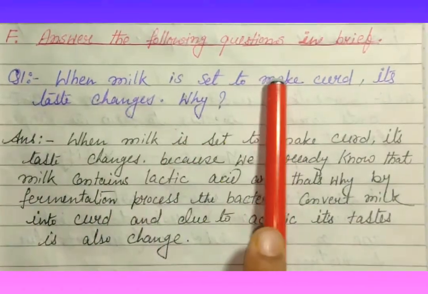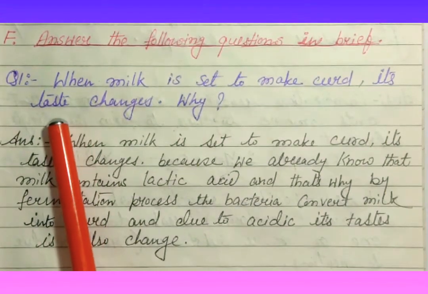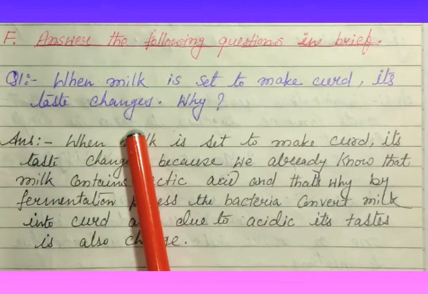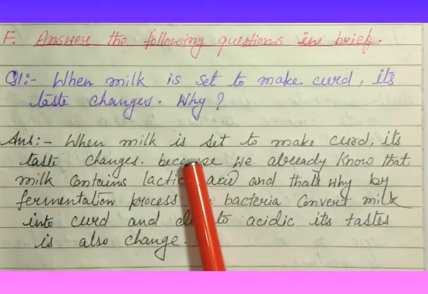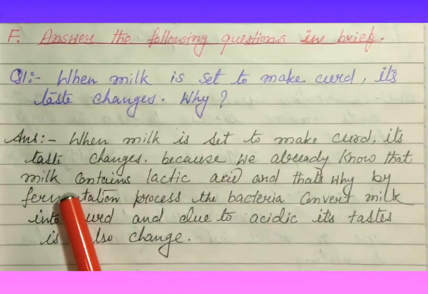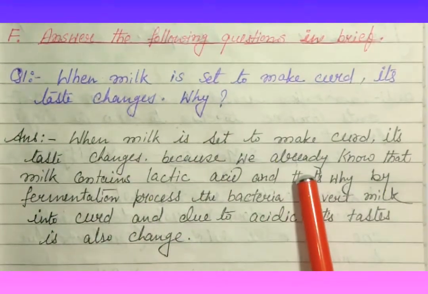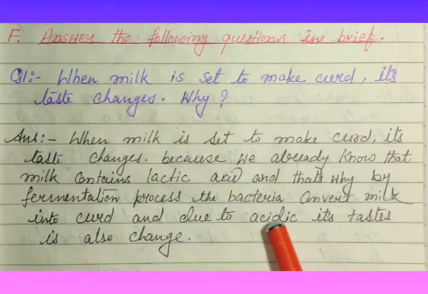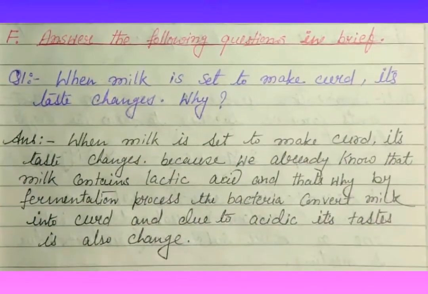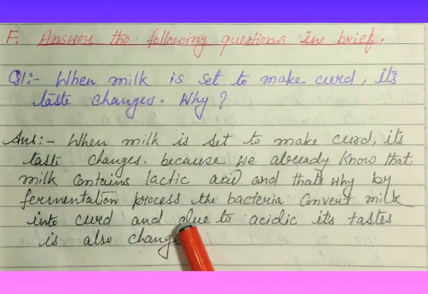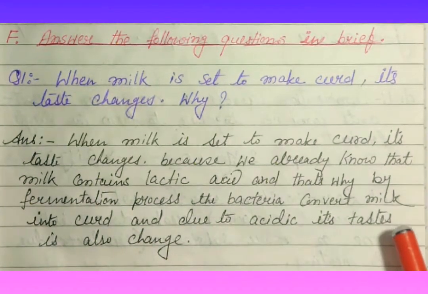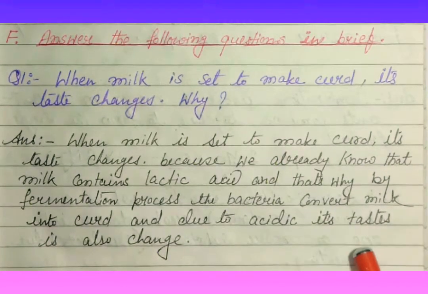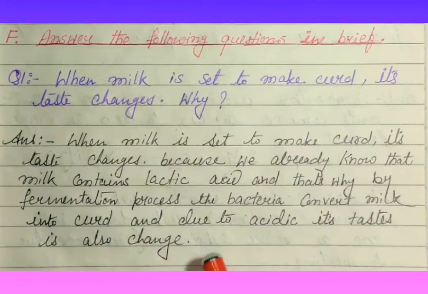Answer the following questions in brief. Number 1, when milk is set to make curd, its taste changes. Why? When milk is set to make curd, its taste changes because we already know that milk contains lactic acid, and that's why by fermentation process the bacteria convert milk into curd, and due to acidity its taste also changes.